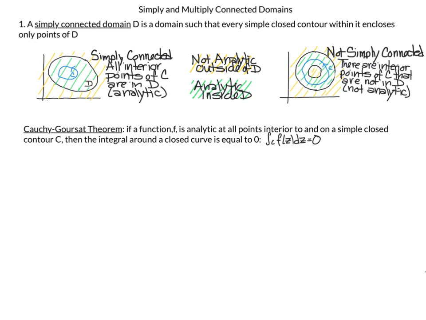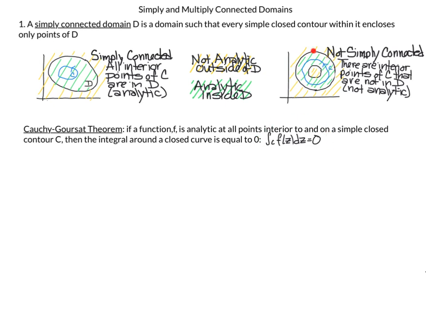The first theorem we will look at that's related is the Cauchy-Goursat theorem. If a function f is analytic at all points interior to and on a simple closed contour C, then the integral around the closed curve is equal to 0. And we can use this picture to discuss this. Let's say we have this closed contour C. You can see it's in the green region where f is analytic. In particular, this function is analytic at all points interior to and on the simple closed contour C. And for that reason, the integral around the closed curve is equal to 0.